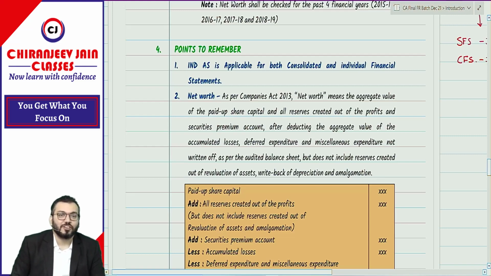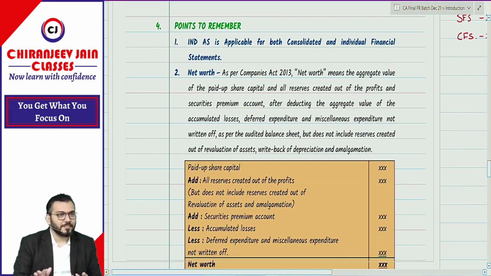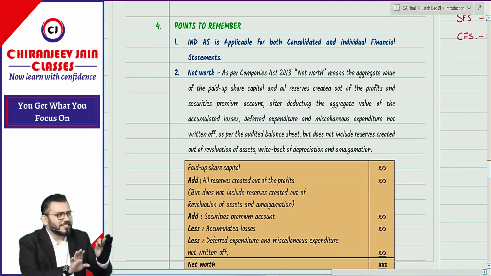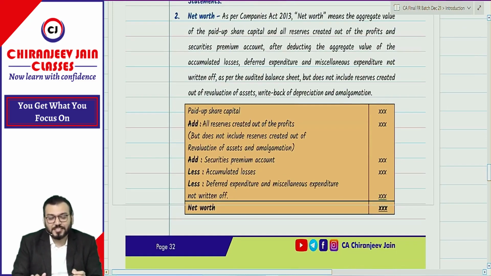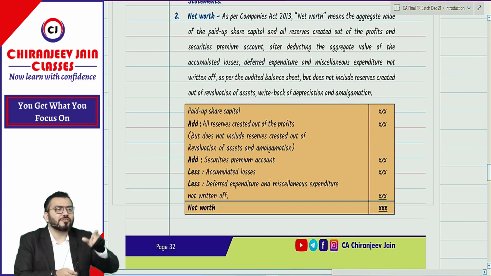FM is not based on the Companies Act. Have you done the meaning of net worth as per the Companies Act? No? So let us read it. As per the Companies Act, net worth means what? It is asset minus liability, but we need to be specific as per the Companies Act. What does the Companies Act say? They have given the net worth definition based on the capital approach.